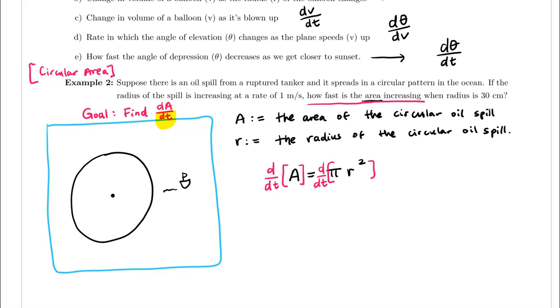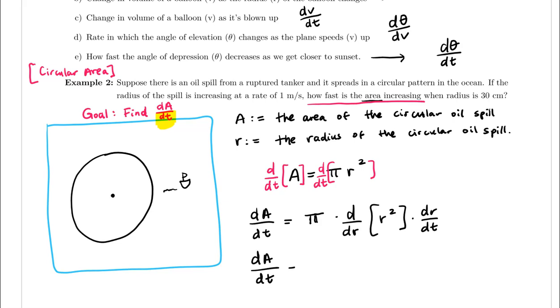And so if we use chain rule and implicit differentiation, on the left-hand side we will get dA/dt is equal to pi. I can factor that out since it is a constant, and then I can multiply this by the derivative with respect to r of r squared times dr/dt, and the derivative of r squared is going to be 2r. So let's rewrite this. We have dA/dt is equal to pi times 2r times dr/dt.